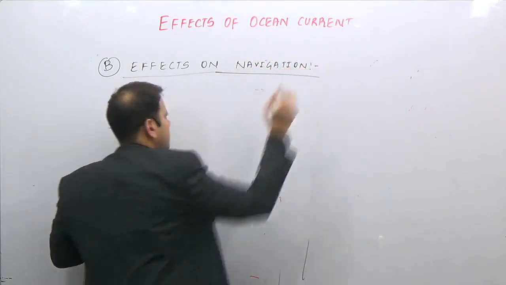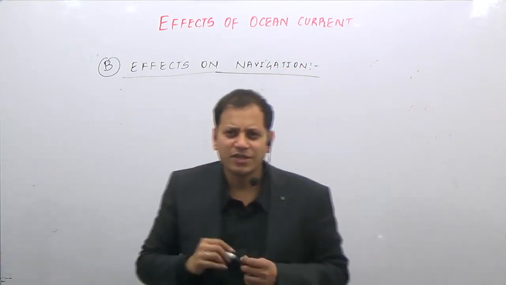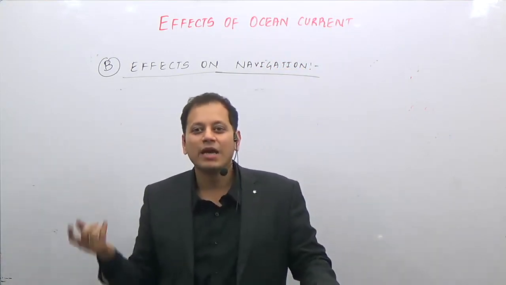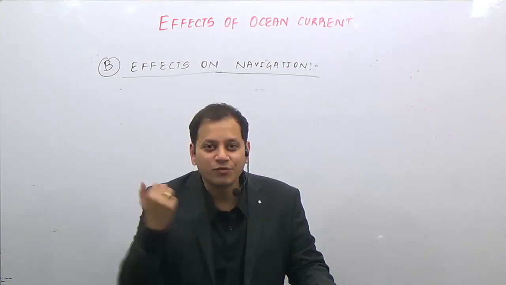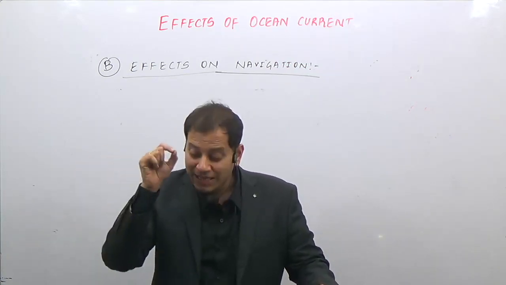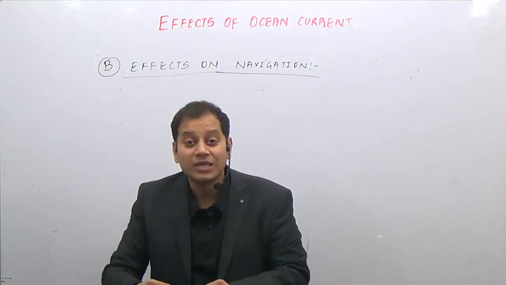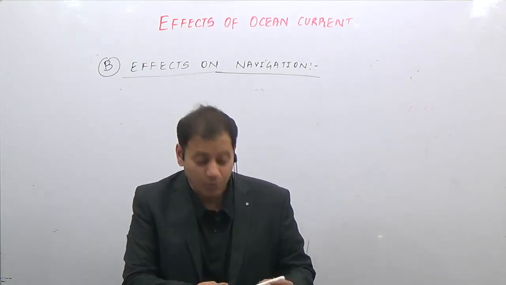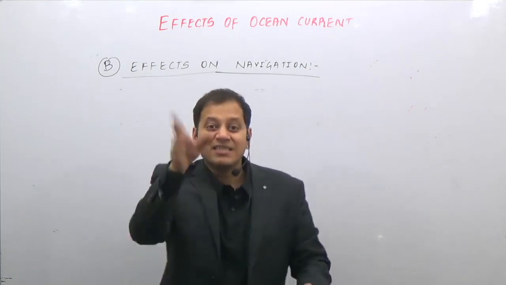Now see, the first effect on navigation is fogs. Cold and warm ocean current mixing results in the formation of fog. Fogs will hinder visibility, and therefore the areas of mixing of warm and cold ocean currents are the most accident-prone zones of the world. This is the negative impact.